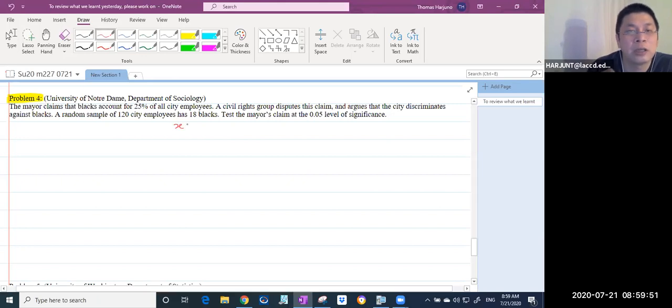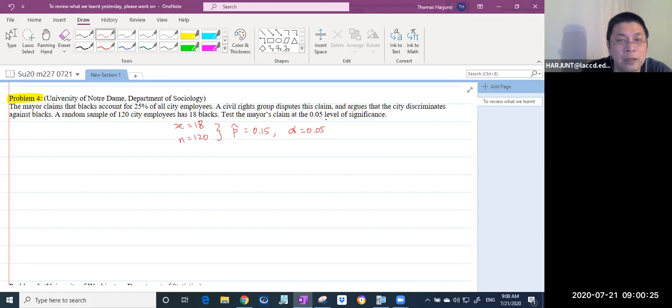So the X equals 18. The N is 120. So from there, we will get the P hat equals to what? I think it's 15%, yeah. That's 0.15. Test the mayor's claim at alpha 0.05. What is the mayor claims? Notice that the mayor claims 25%. The civil rights group disputes that claim.